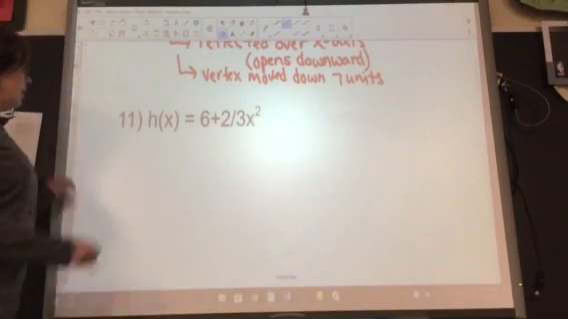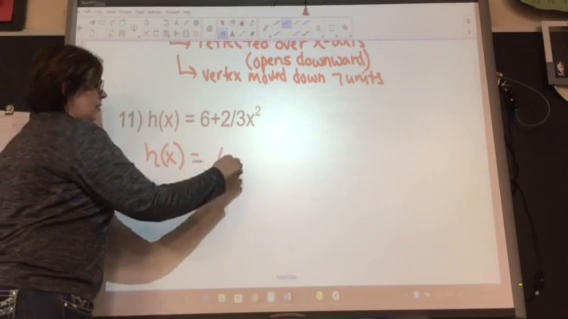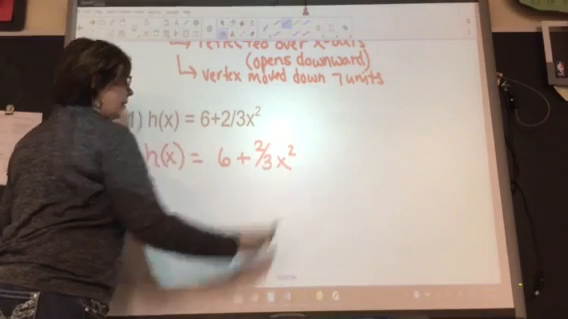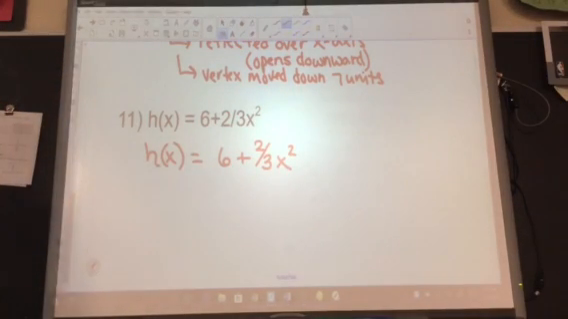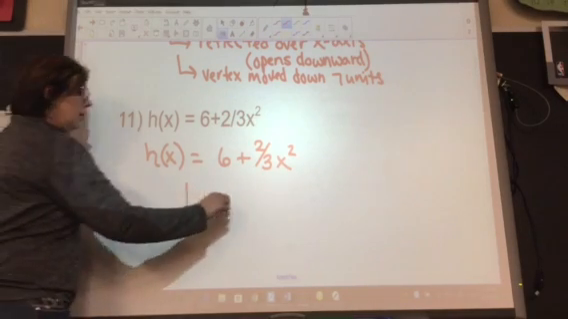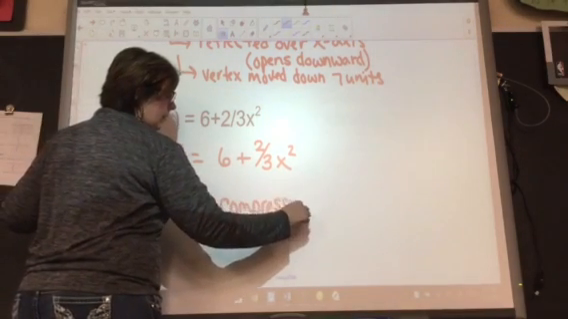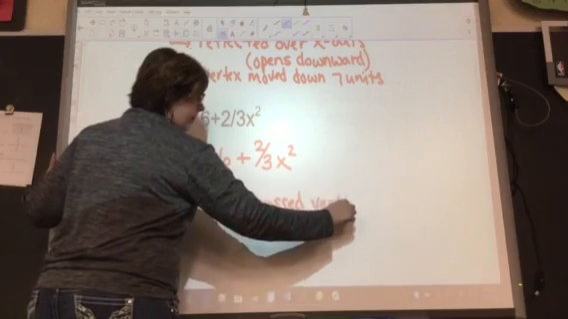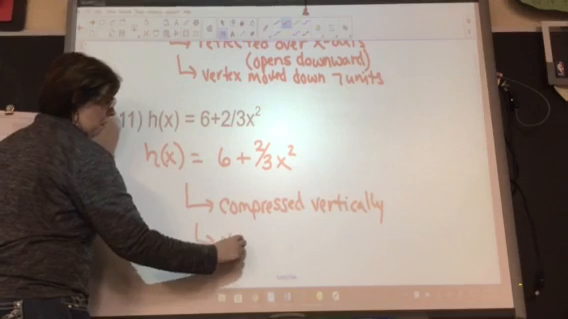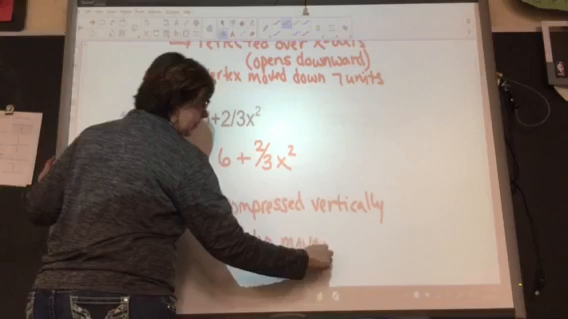What about number 11? It says h of x, it's hard to type this on a smartboard, equals 6 plus 2/3 x squared. Isaac. Wouldn't it be compressed vertically? Yeah, good job. It's compressed vertically. And it would be up 6. What's going to be up 6? What's it called? The vertex. Vertex moved up 6 units.